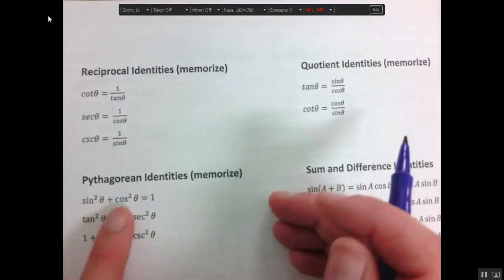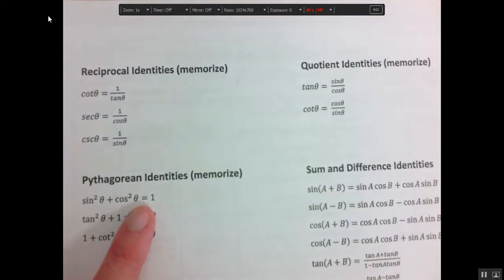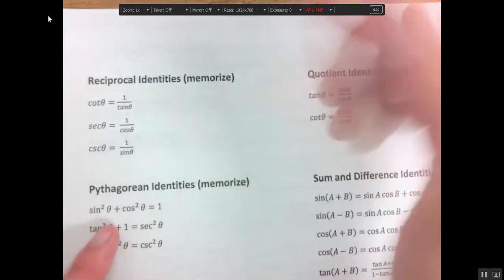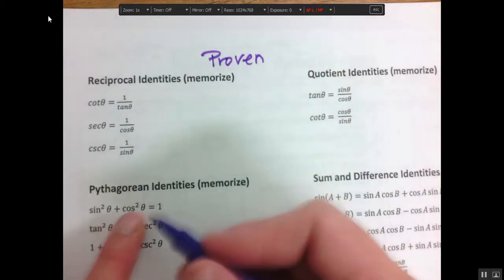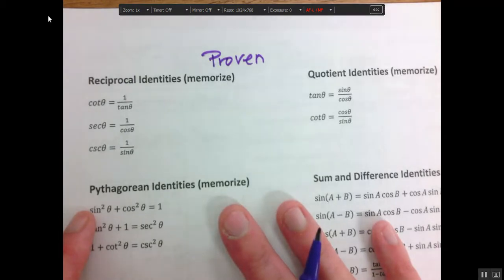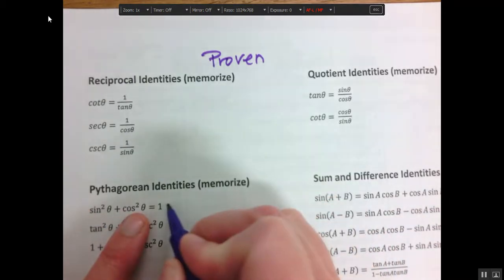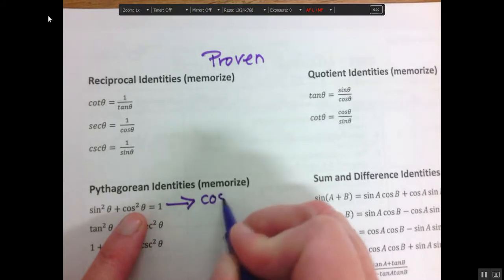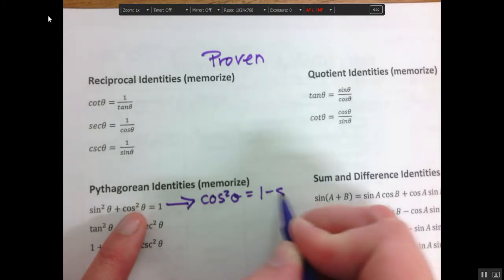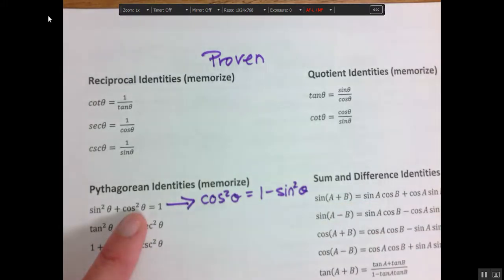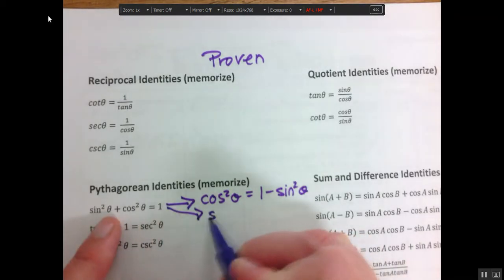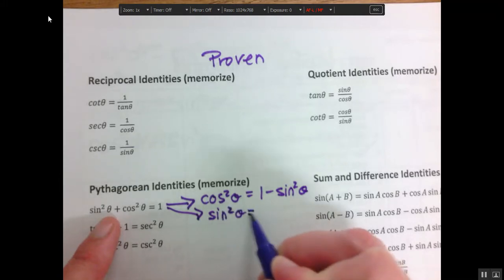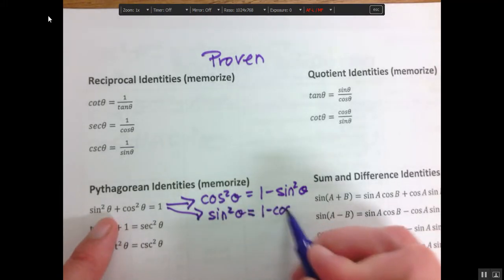So I do know that sine squared plus cos squared equals 1. And because these are proven, these are all proven, I am allowed to change these. I can only change the proven ones on this page. I can't change my problems. So because these are proven, I could change this to be cosine squared theta equals 1 minus sine squared theta. All right, because you see how if I subtract sine squared from both sides, I get that. Or I could change this to be sine squared theta equals 1 minus cosine squared theta.